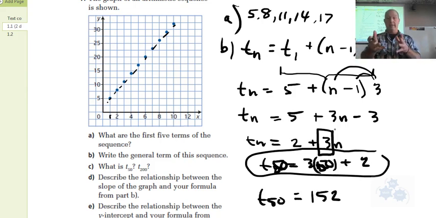Or in, this is the same as y equals mx plus b. So the m is the slope, right? So you would say, and I won't write it down, but you can write it down, the relationship between the slope and the formula, the number that's multiplied by n should be the slope of the linear relation. The number that is multiplied by n should be the slope of the linear relation.